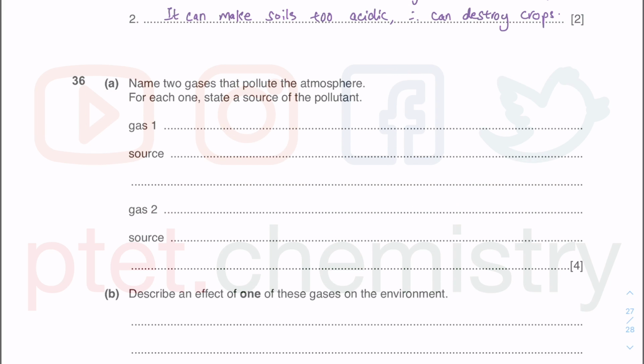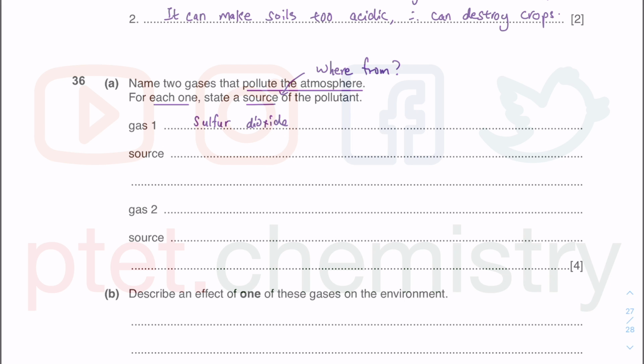Next up, name two gases that pollute the atmosphere. For each one, state a source. Source meaning where did it come from? So where from? Okay, so you can be thinking about the first one, which is, well, the same as the previous one. So it will be like sulfur dioxide.